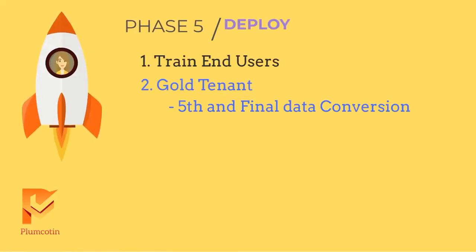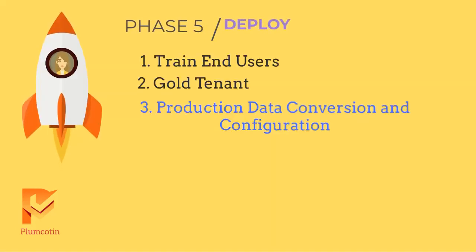Gold tenant. Import into the pre-production tenant the contents of the completed deployment workbook. Any manual configuration changes that need to be performed will be performed. This is the 5th and final data conversion effort. Production data conversion and configuration. Client core team will validate that all configuration and worker data conversion has been completed in the pre-production tenant.